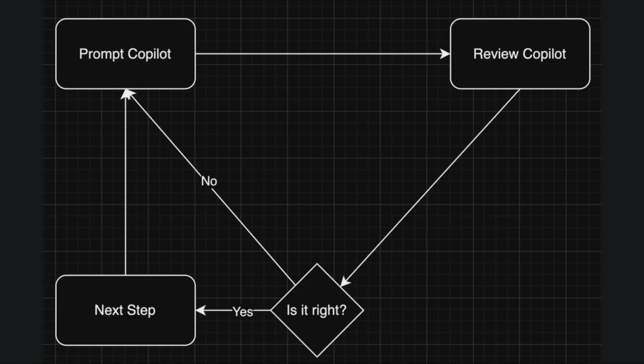Here's the holy equilateral triangle of programming with Copilot. First, we're going to prompt Copilot. Then we're going to review Copilot's output, see if it's right. If not, we'll reprompt Copilot. And if it is right, we'll move on to the next step. Very similar to what we were doing before.